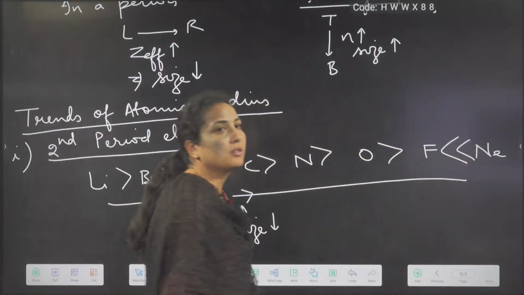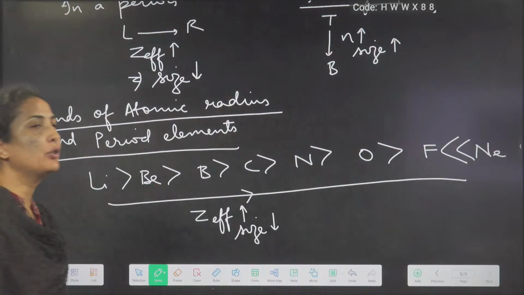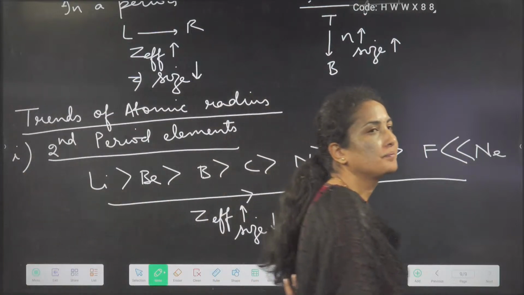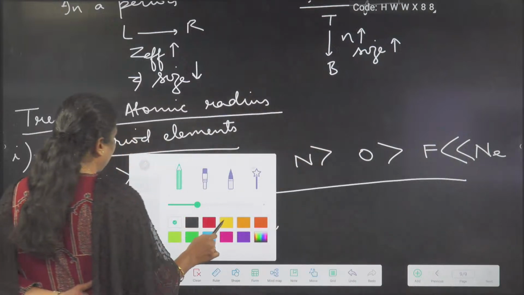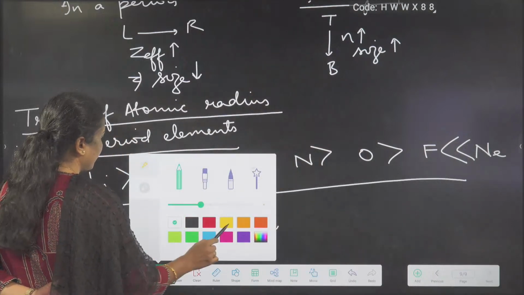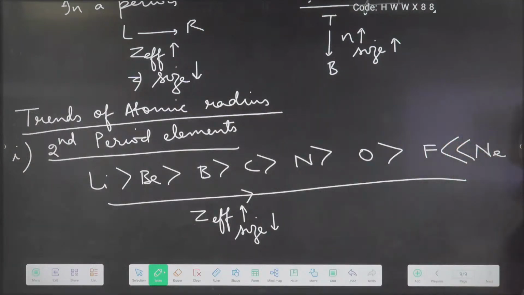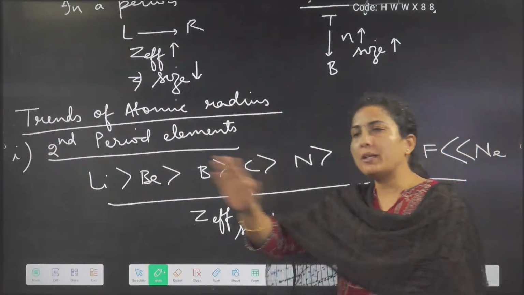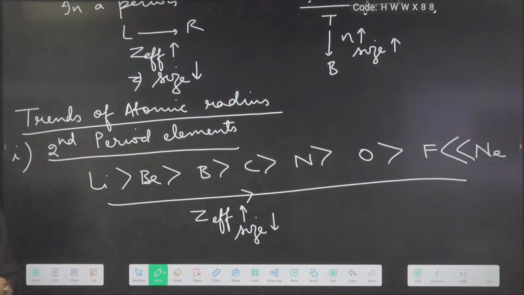But after that, what happens? For neon, size is increasing. Can you tell me why? Do we know the reason for that? See, if this neon is not there, then there is no problem. Simply when you are moving from left to right, Z effective is increasing and accordingly size is decreasing.